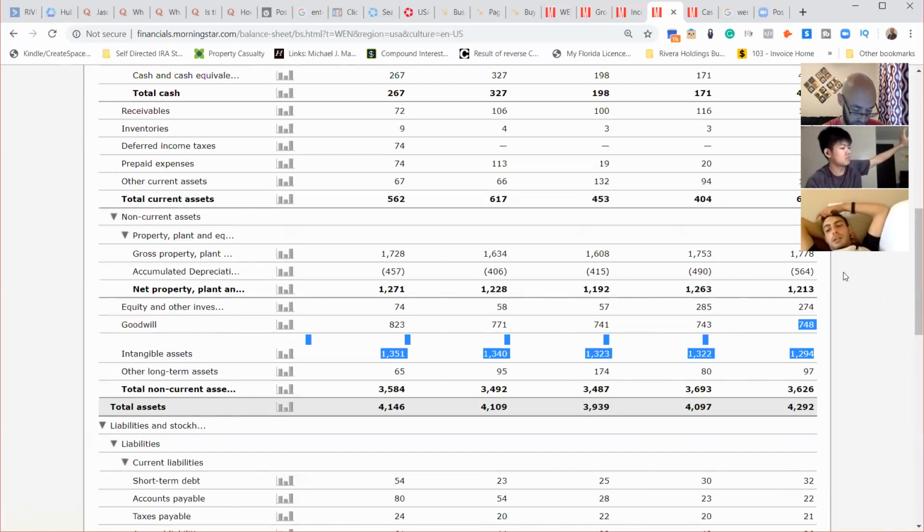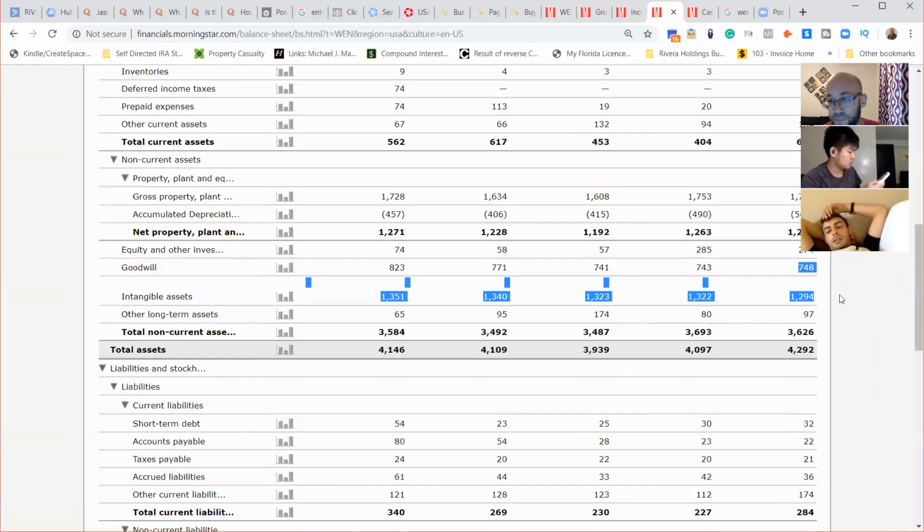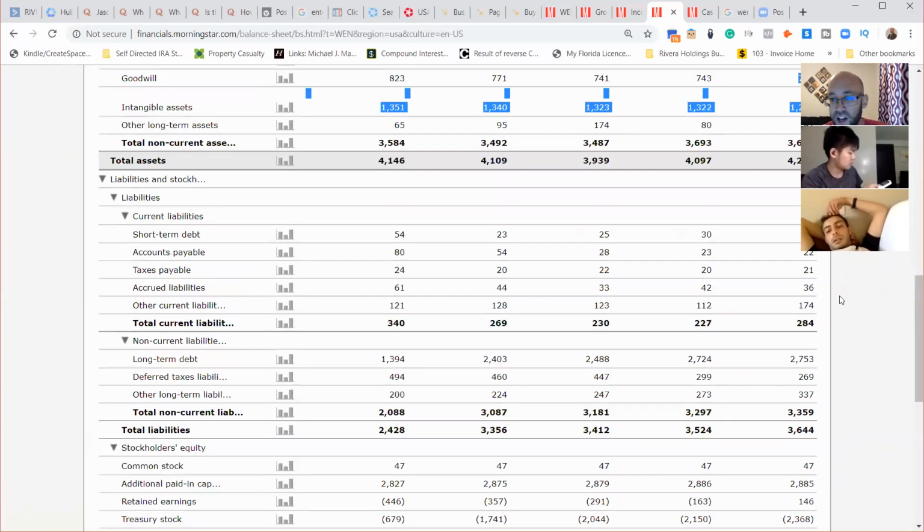Okay, so 3,626 minus... Okay. It is still true. So when you take out goodwill and intangible assets from assets on the balance sheet to find book value, what I'm essentially finding now is called net tangible book value. Have we talked about that before?